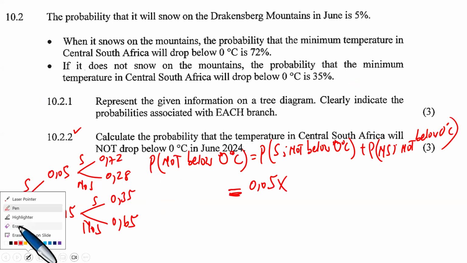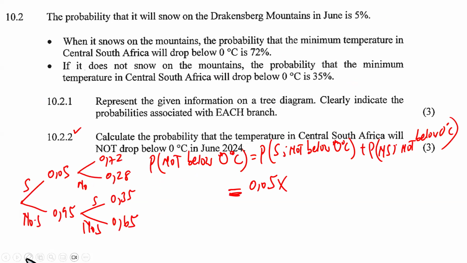In the same way here, just to be systematic, you can put below 0, not below 0, here and here and here. So that here you can then say the probability it snows is 0.05 and then not below 0. So you put not below 0, and not below 0 is 28%. And then the probability of not snowing is 0.95.